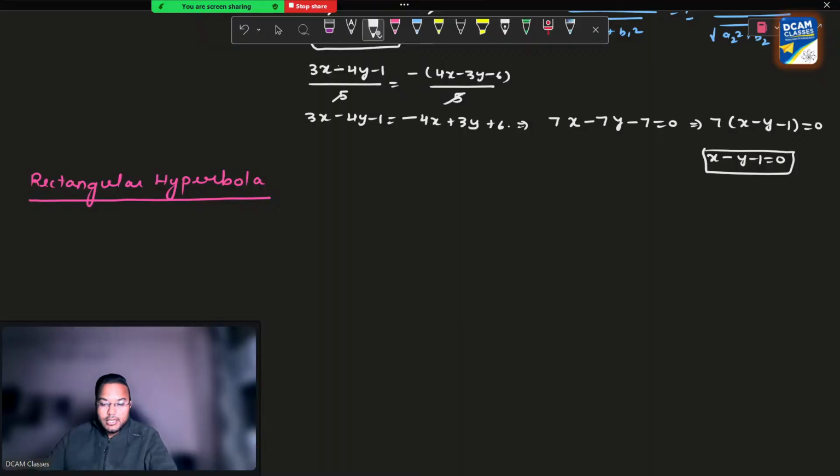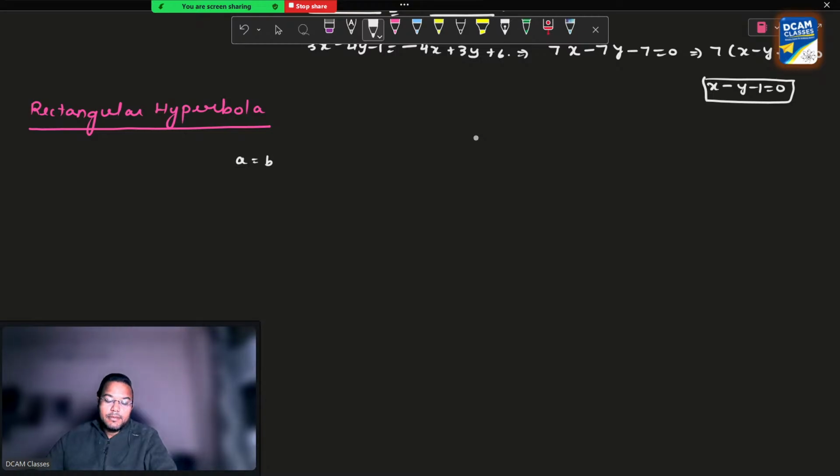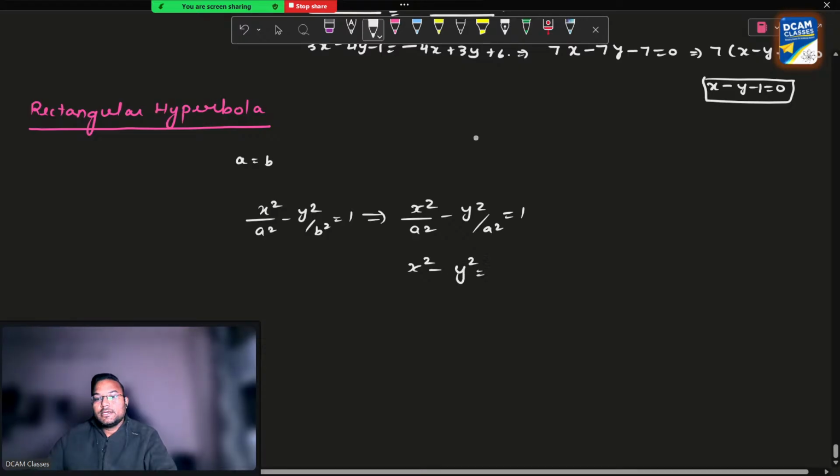Rectangular hyperbola. See, a rectangular hyperbola is a kind of hyperbola in which a is equal to b, which means the length of the major axis is equal to the length of the minor axis. The hyperbola x square by a square minus y square by b square is equal to 1 becomes x square by a square minus y square by a square is equal to 1. Now x square minus y square is equal to a square. Sometimes we say this is a rectangular hyperbola.